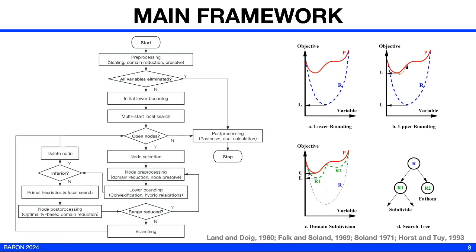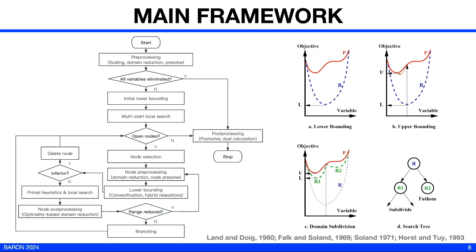Now we are talking about Baron. At the very beginning, Baron will preprocess the model that the user feeds us. We will reduce all the redundancies in the model, we will tighten the bounds on variables, and we will look into the model to see if there is any special structure. Once the problem is eliminated to nothing, then we can terminate with the final solution.